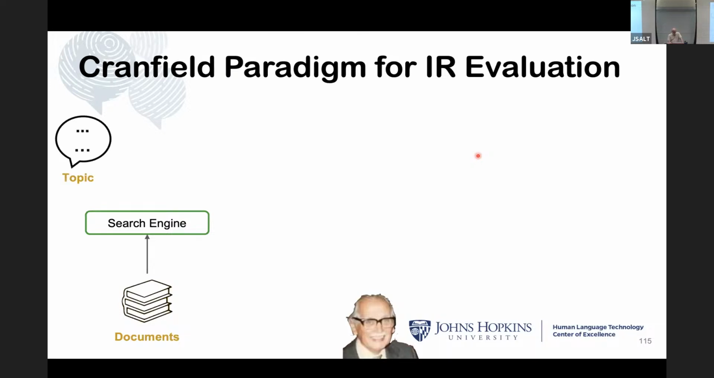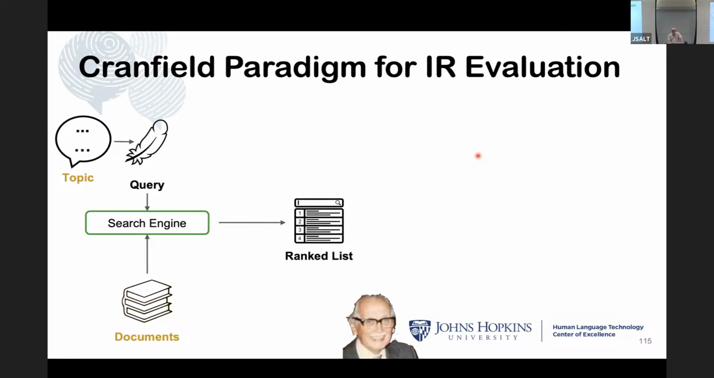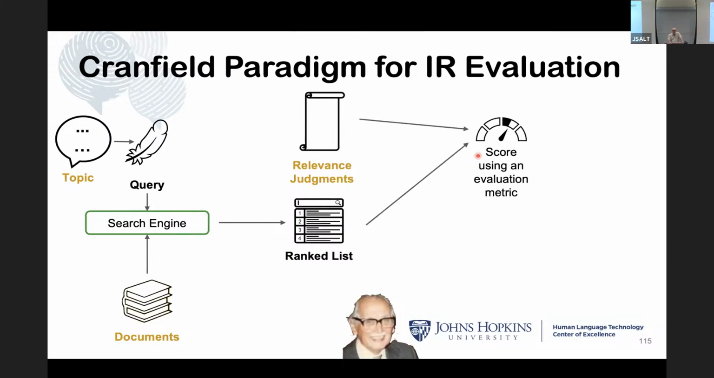You throw them into your search engine. You have some topic. You convert that to a query. You throw the query against the search engine, and you get back a ranked list. Then you have relevance judgments that tell you which documents are relevant to which topic. And you combine those using the score evaluation. So this is the Cranfield paradigm. Okay, and we'll get into some more details of it. But this is how most of the ad hoc retrieval information system evaluations have worked.